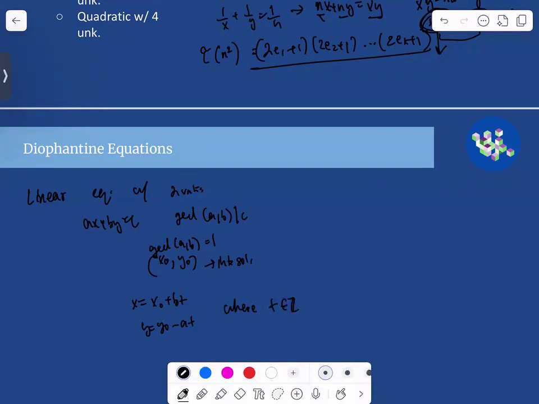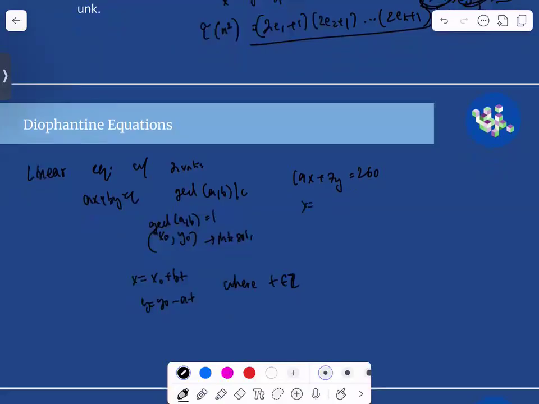So for instance, a very simple example is if we have 19x plus 7y is equal to 260, then we can immediately see that one solution is x is equal to y is equal to 10, because that gives us 190 and 70, and when you sum them, you get 260. Now we can apply the method listed above to find the general solution. So x in general would be equal to 10 plus 7t, and y in general would be 10 minus 19t.